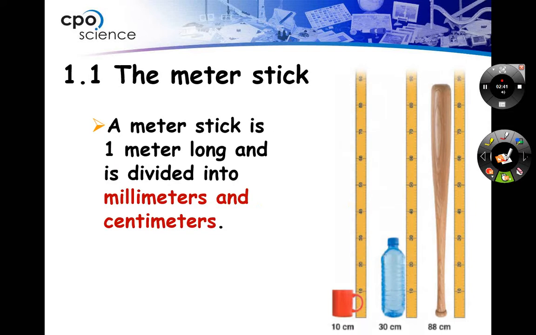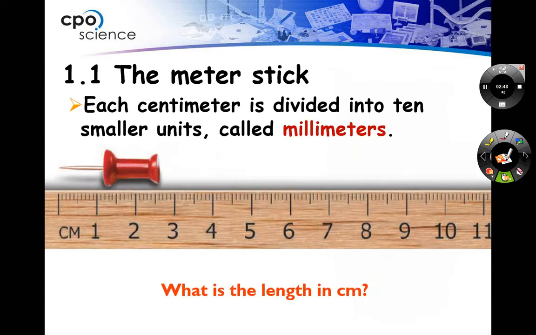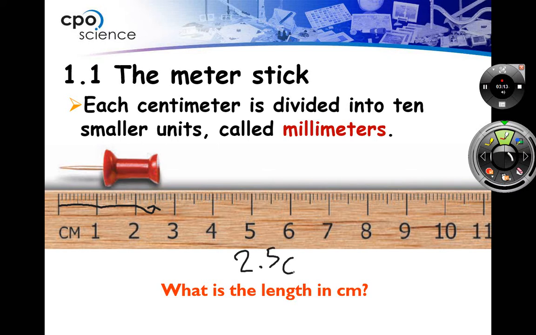A meter stick is 1 meter long and divided into centimeters and millimeters. A meter stick has centimeters divided into 10 smaller units called millimeters. What is the length that we see here? It looks to me like this push pin is at least 2 centimeters, but a little bit further than that. 1, 2, and a little bit more. So it looks to me that it's 2.5 centimeters.